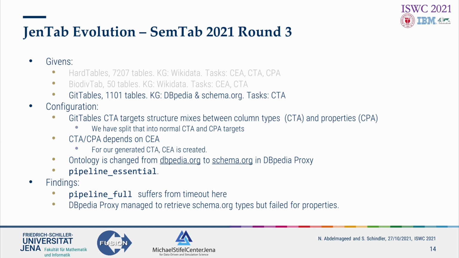We tried pipeline full over this dataset, but it suffers from timeouts, so we solved it using the pipeline essential. To solve from schema.org, in DBpedia proxy, we have changed the target ontology from dbpedia.org to schema.org. It successfully returned semantic types, but failed to return properties from schema.org.